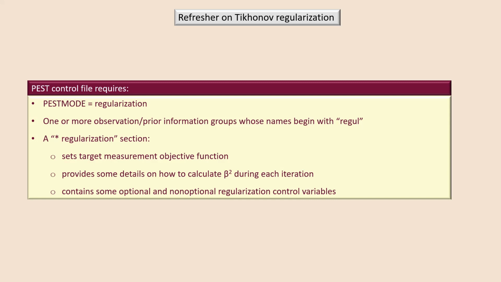So, to run PEST using Tikhonov regularization, the PEST control file has to have a certain number of things in it. The PEST mode variable should be set to regularization. One or a number of observation or prior information groups must have a name that begins with REGUL. And the PEST control file must have a regularization section. That section contains control variables, which control the way that PEST applies regularization constraints. It contains the target measurement objective function, variables which control how beta squared is calculated during each iteration of the regularized inversion process, and some other optional and non-optional regularization control variables, some of which we'll mention in a moment.